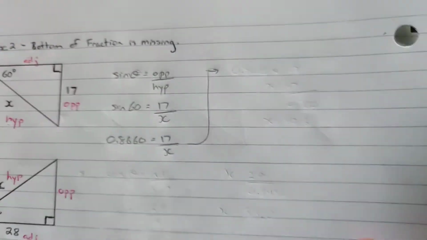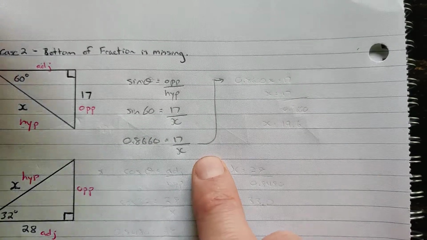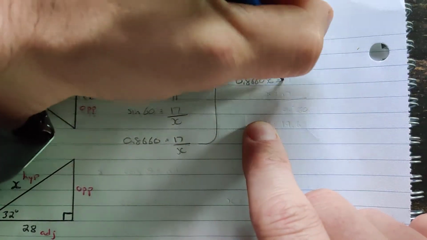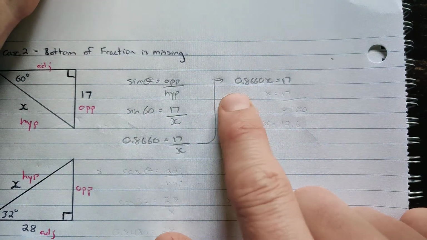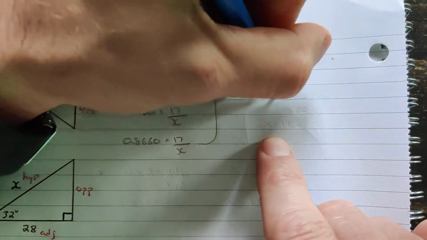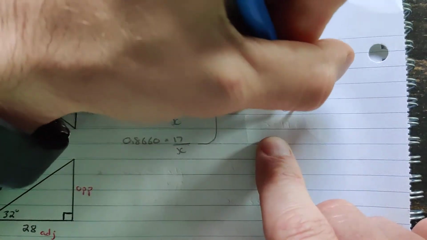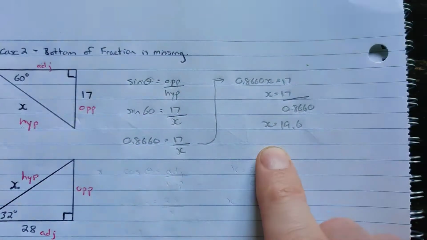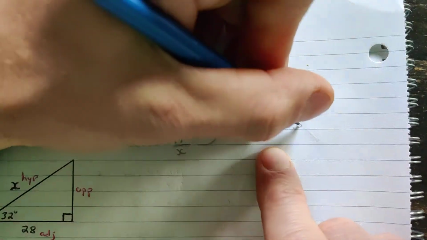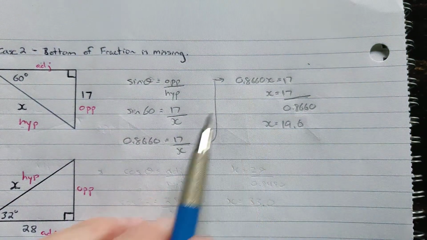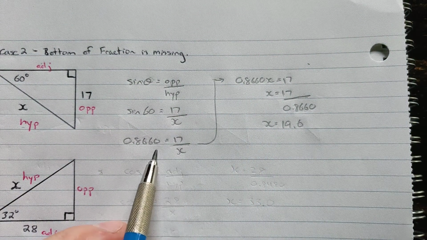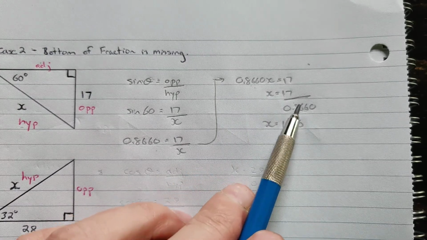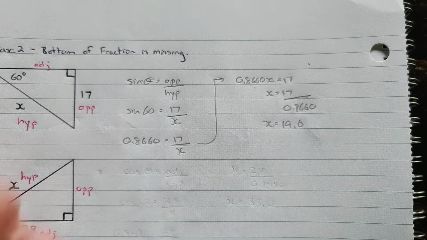So now I got to take that x, get it to the top. I'm going to do that by multiplying it by 0.8660. And then I'll divide the other side by 0.8660. And that's going to get me 19.6. Okay, so flip the x up, drop that down for the division, and then you'll get your result.